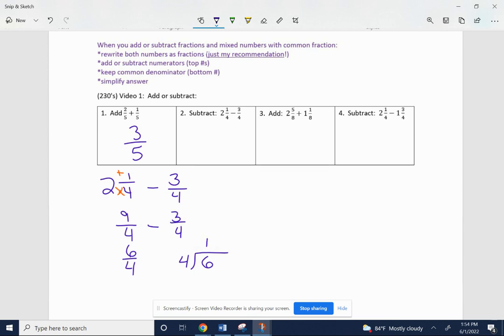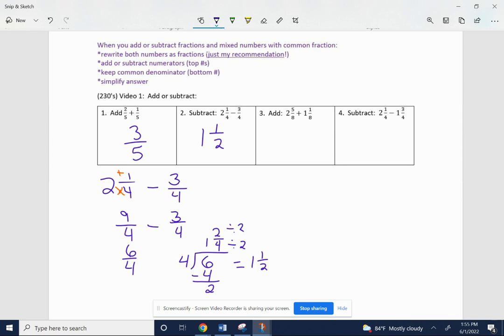4 into 6 goes one time. Okay, take 4 times 1, which is 4, and subtract. You get 2 left over. Okay, 2 over 4. You put your remainder over the number you divided by. So you get 1 and 2/4. It'd be nice to reduce 2/4. It looks better if you do. 2/4, if you divide the top and the bottom by 2, you get 1/2. So 1 1/2 for problem 2.